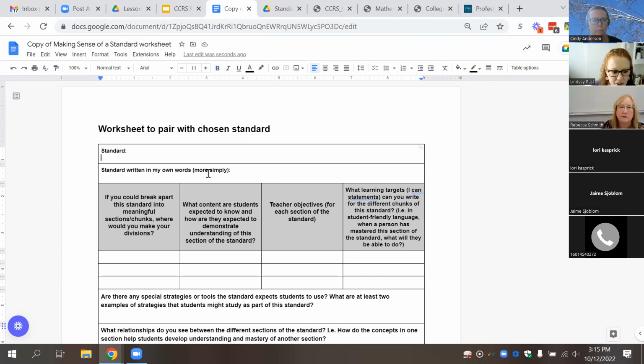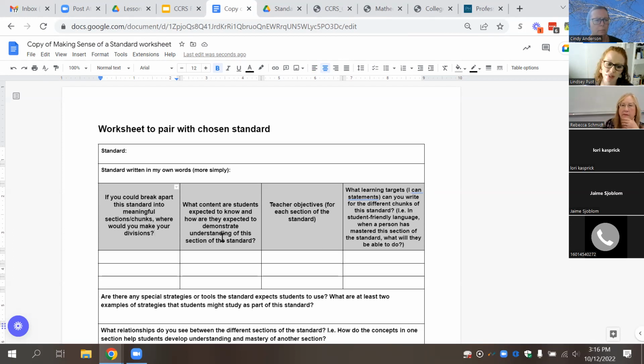So, writing down the standard, writing it in our own words. What is this saying? Sometimes I have to look up some of the terms in the standards, especially for the higher levels, D and E. Sometimes I'm like, what are they talking about? So writing it in my own words. Can I break this into chunks? What content are students expected to know coming into this standard? How are they expected to demonstrate understanding of this section? Do they need to be drawing? Do they need to be creating a graph? What is spelled out in this standard?